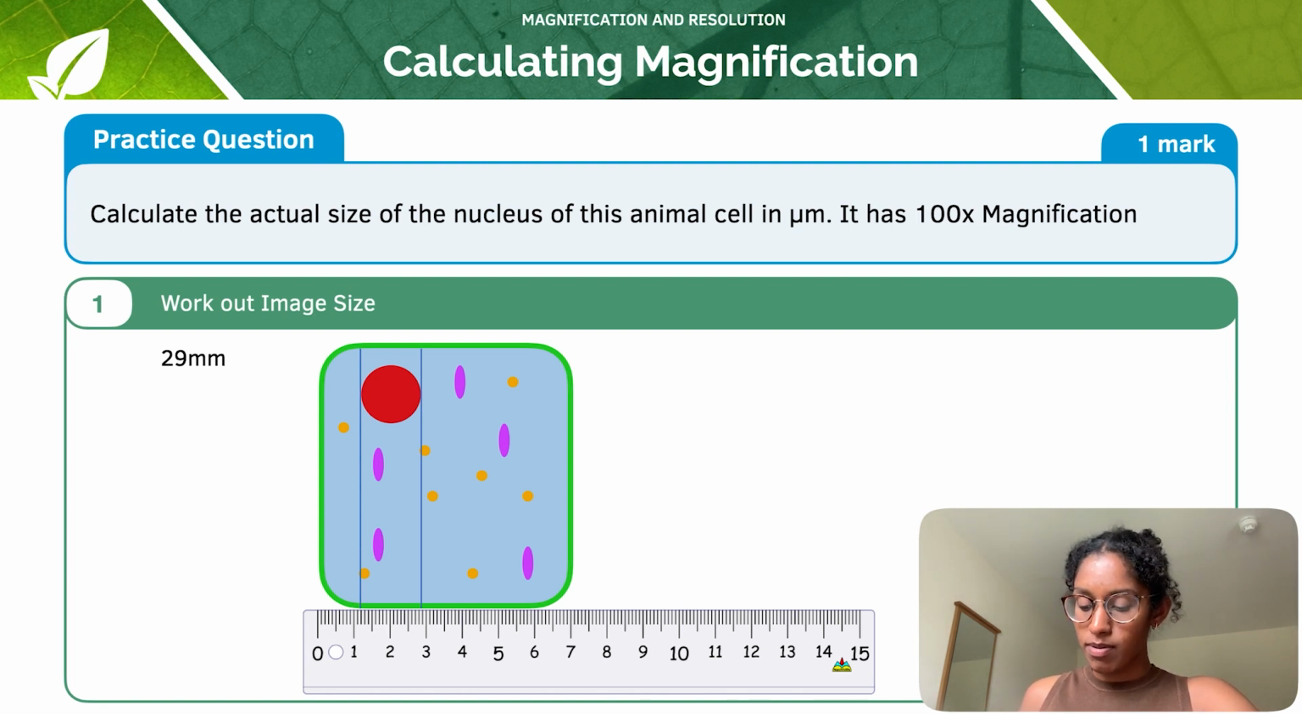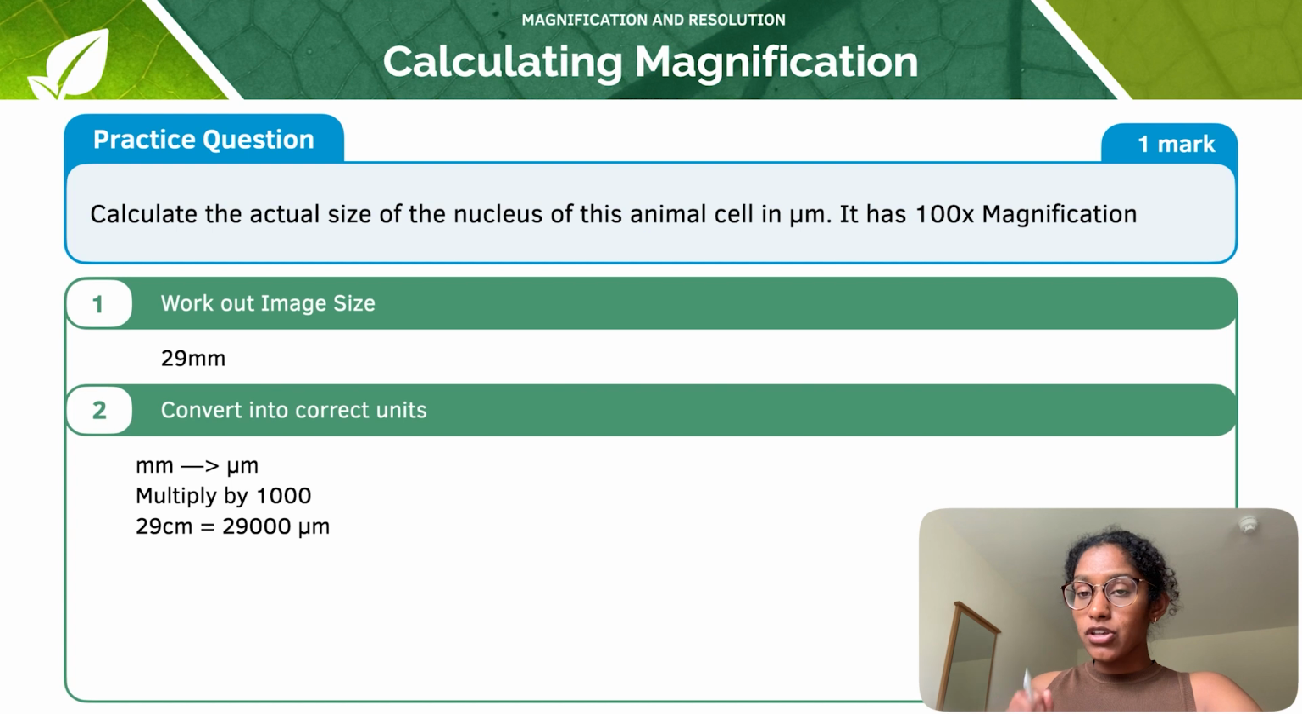Remember to read the question really carefully. It's not asking for the size of the cell, it's asking for the size of the nucleus, and this is the nucleus. Now it runs between this point and this point, which reads out at 29 millimeters. Notice that unit there, millimeters. The question wants our answer in micrometers, so we need to convert our millimeters to micrometers.